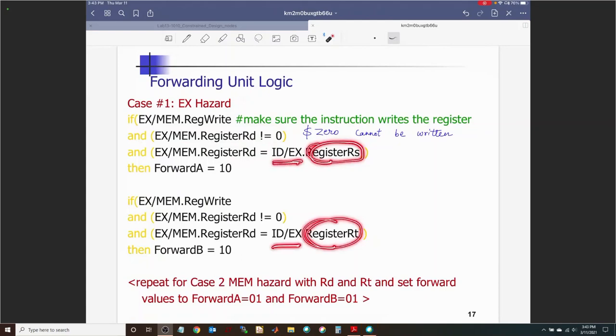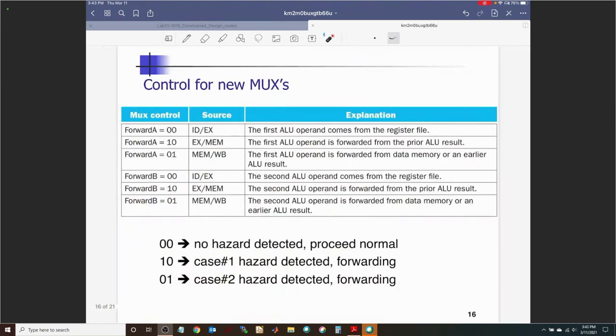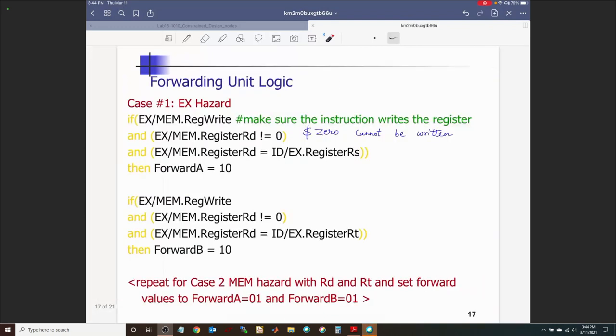If that is the case, then you make forward A 10 and you make forward B 10, which is right here. Take the value from the XMEM stage and forward it to the ALU for the second instruction, which is what we are referring to as XMEM forwarding to fix the X hazard, the execute hazard. Everything is the same, except this is RS, this is RT. So this is checking for 1A and this is 1B.